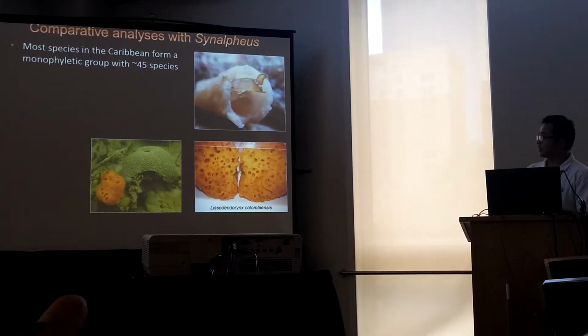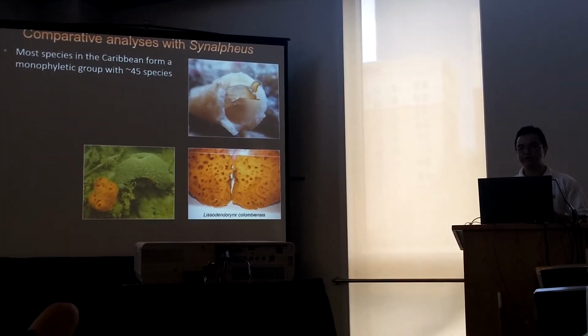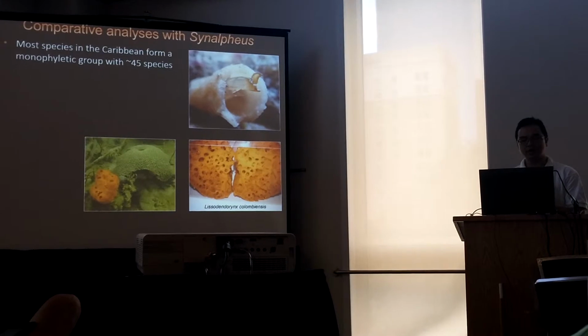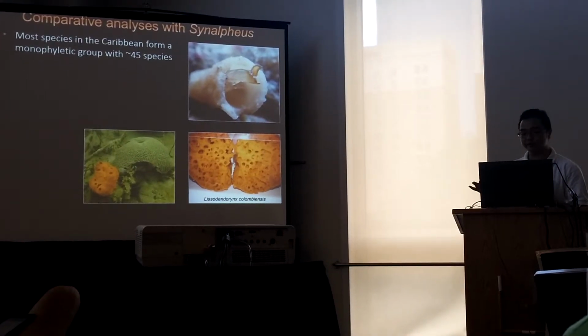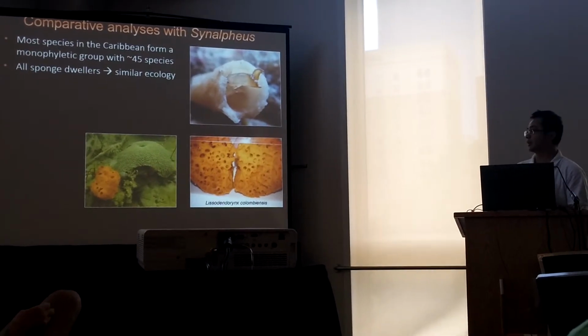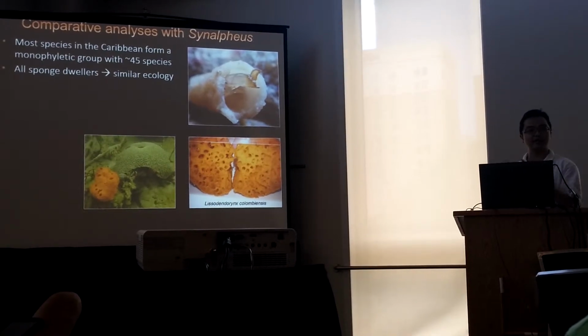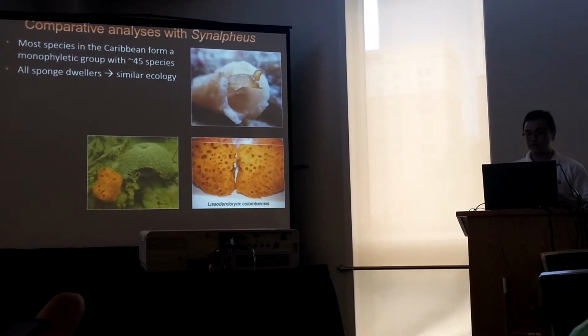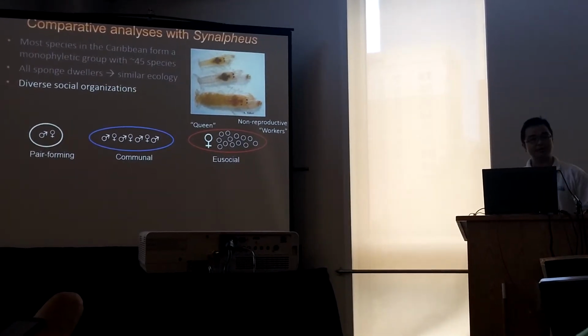So the genus Synalpheus is also very good for comparative analysis. There's a published molecular phylogeny already available. Most species in the Caribbean form a monophyletic clade with about 45 species. And all of these species in the monophyletic clade are sponge dwellers, meaning that they spend most of their lifetime living inside sponge canals. So they have very similar ecology, but different social organizations.